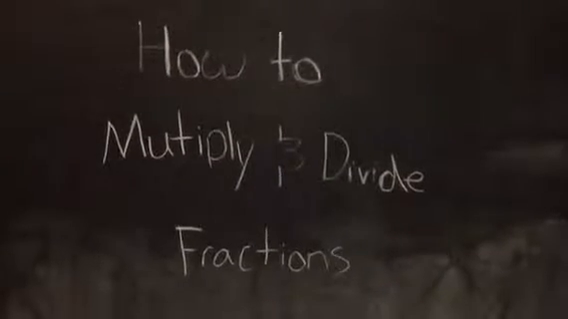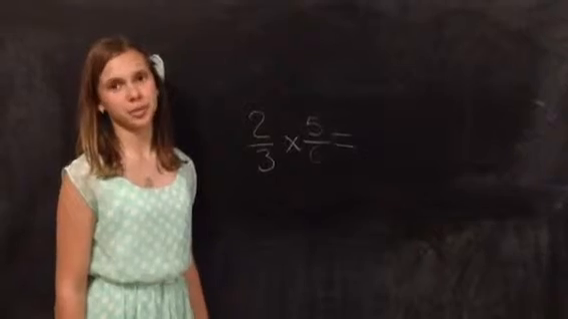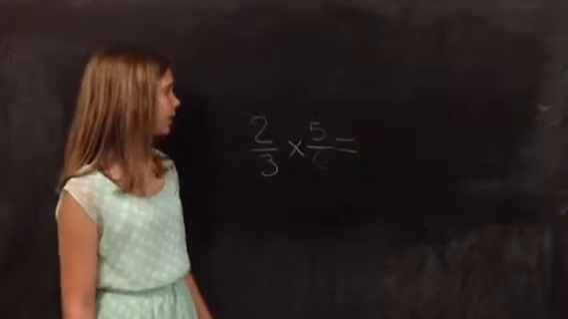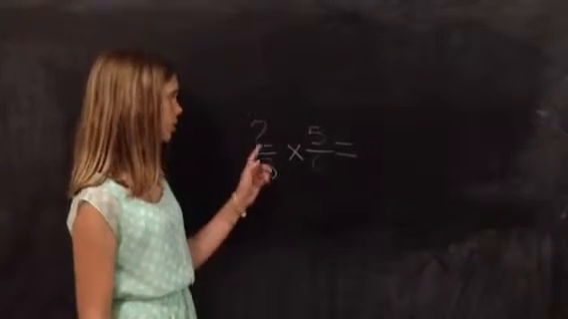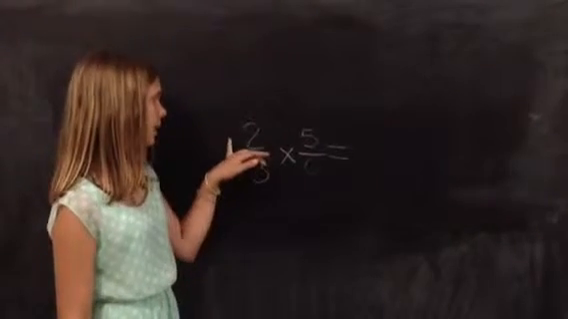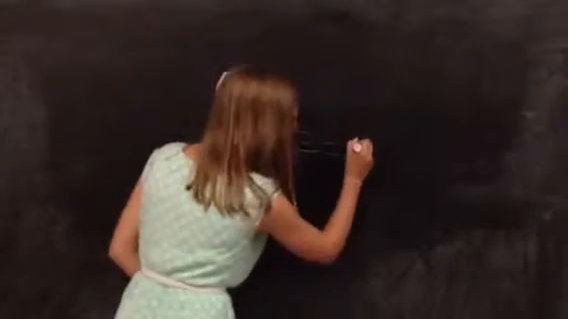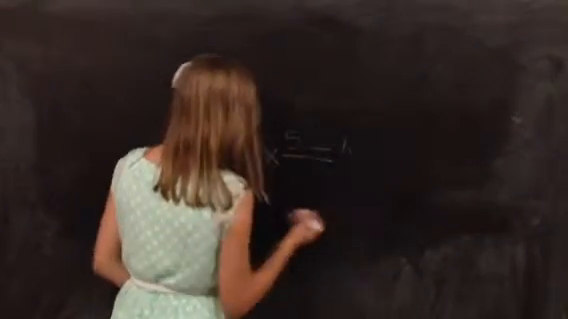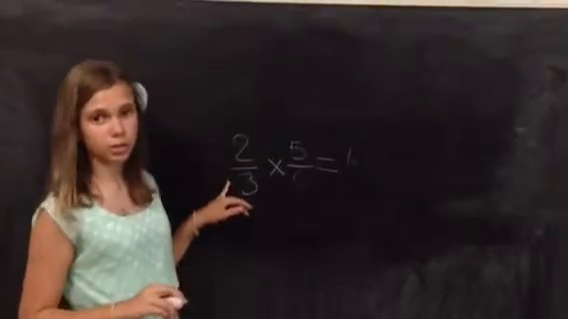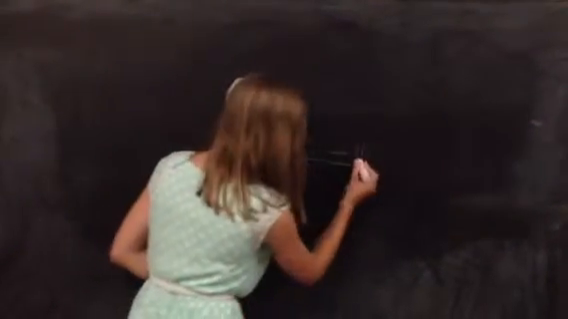We are going to learn how to multiply and divide fractions. Let's start with how to multiply. When you're multiplying, you always want to start with the two numerators. So you want to multiply the numerators by each other. So 2 times 5 is 10. And then you want to do the two denominators. So 3 times 6 is 18.